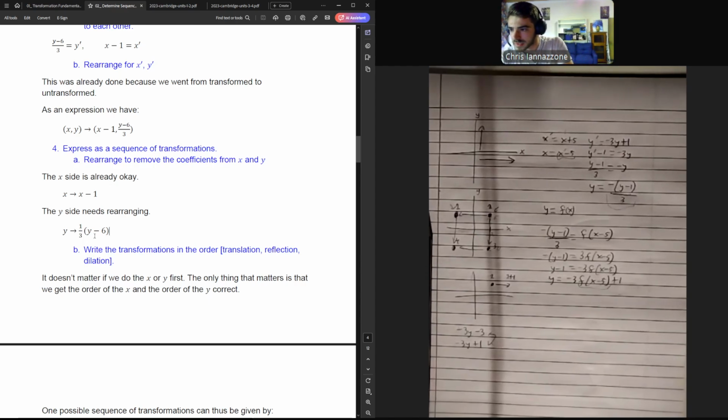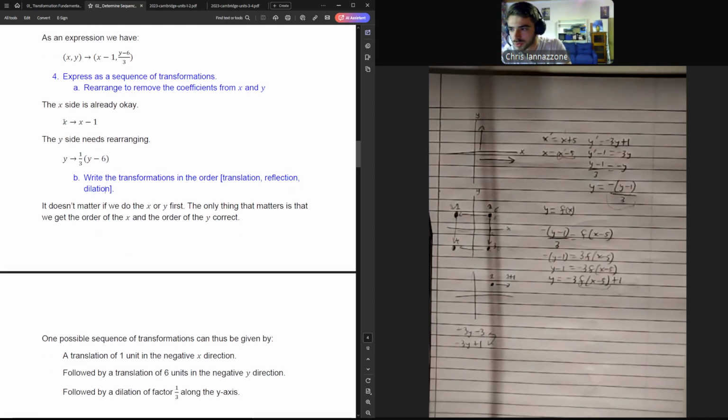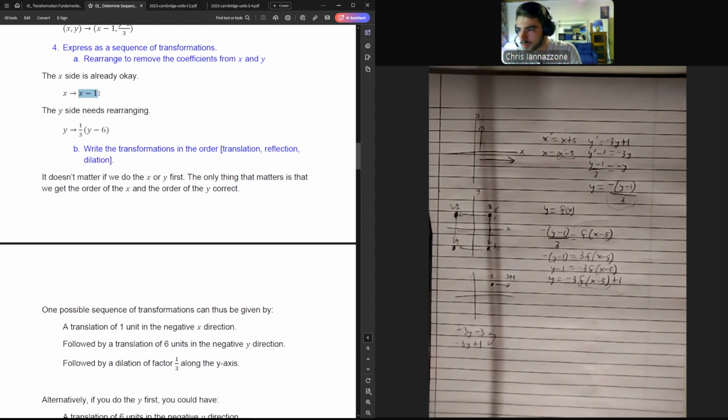If you have done it in that order, then you would do translations, reflections, dilations. So you go through, you look at each of these equations for both x and y, which are independent, and you say, well, okay, translations, what have I got? Well, I've got a translation of 1 in the negative direction of the x, because it's x minus 1. We've also got a translation of 6 in the negative y. So again, translation, translation.